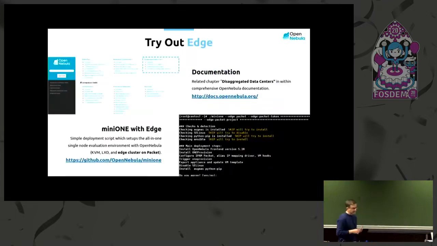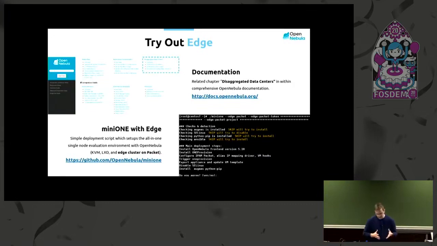Good. About the documentation, if you go to docs.opennebula.org, there is a section called Disaggregated Data Centers, which describes all these things and tooling, how to write the provision descriptor, what configurations you can use, and how to parameterize it. Also, I mentioned the Mini1 tool at the beginning, which usually deploys just a KVM or LXD single-host evaluation environment, but it can also deploy the edge.